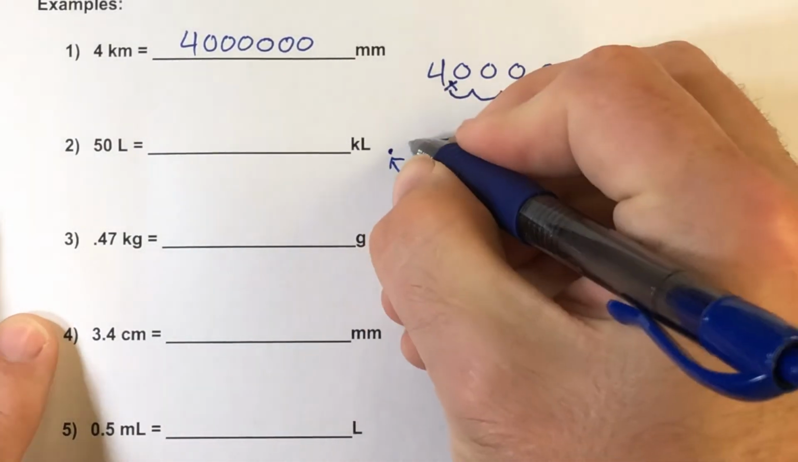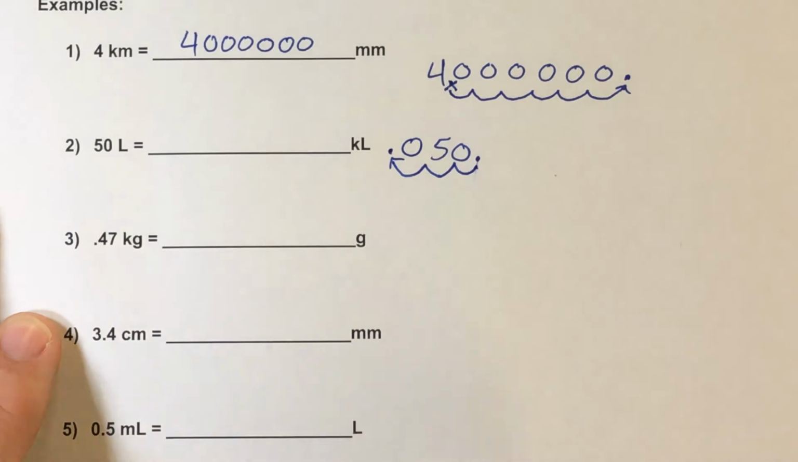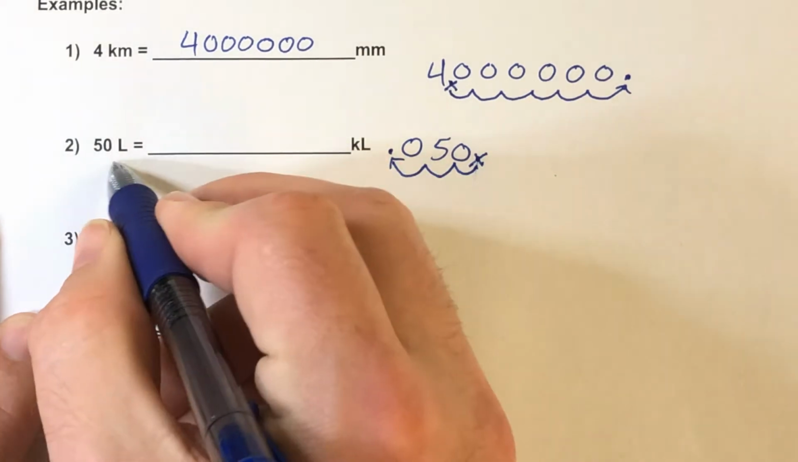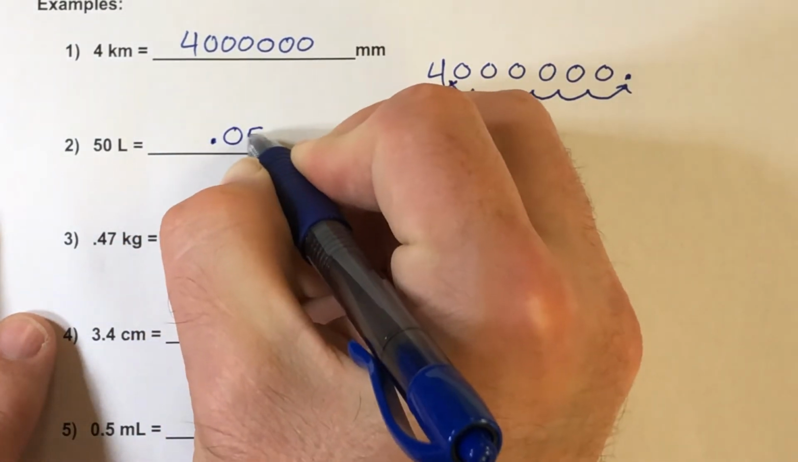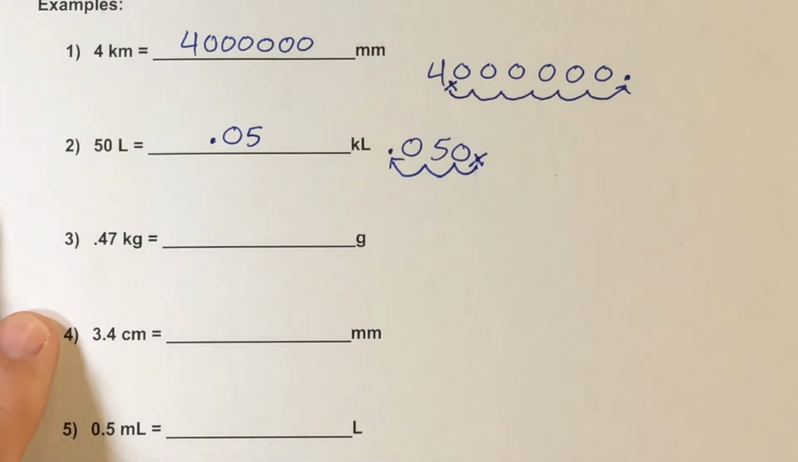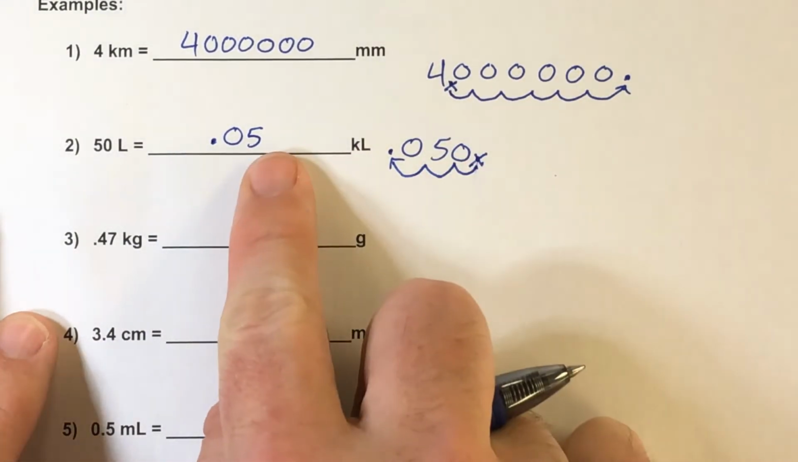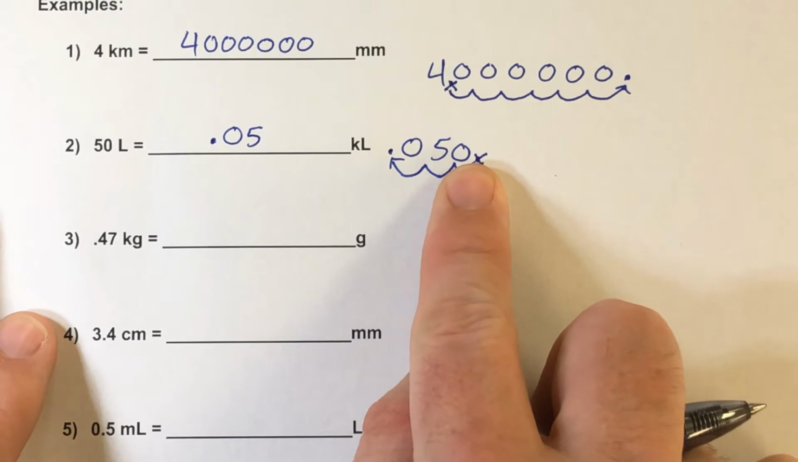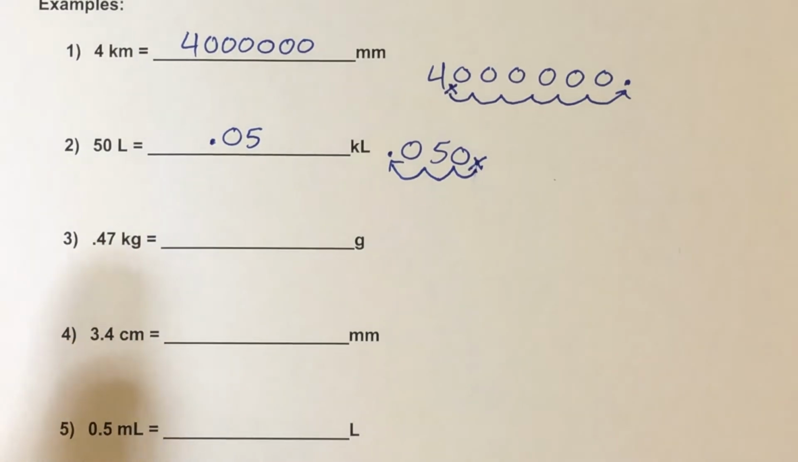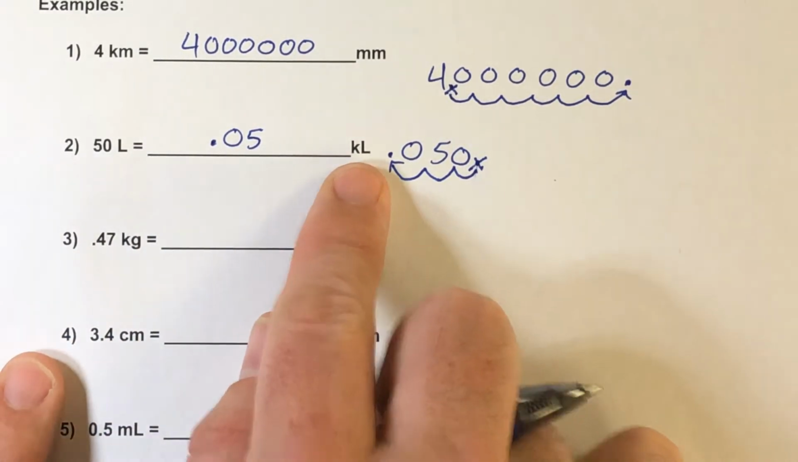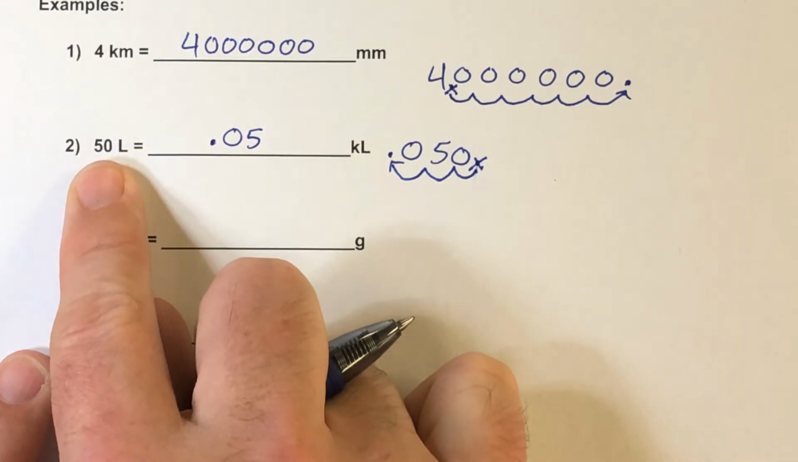I have 1 space to fill in with a 0. It is no longer there anymore. So what does this mean? 50 liters is the same thing as having 5 hundredths of a kiloliter. Can you write that 0? Absolutely. Why do we not need to write that 0? It's not sandwiched. It's not a significant 0. It's not necessary. So again, 5 hundredths of a kiloliter is the same thing as having 50 liters.